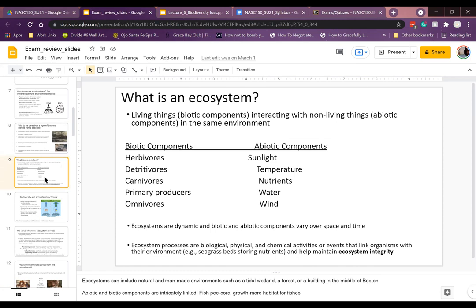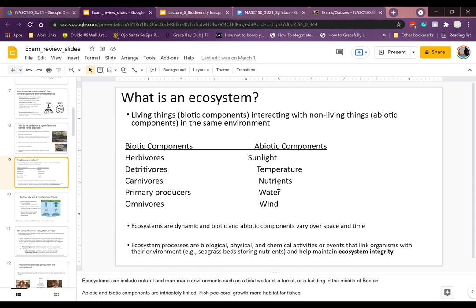Now, what is an ecosystem? It's a dynamic system that varies depending on where you are on the planet. But it's an interplay between what's alive, i.e. the biotic components, and what's not living, the abiotic components. And they both influence one another. So if you have lots of sunlight, that influences all your plants, which are primary producers, which in turn influences all this stuff, which then in turn influences all this stuff. So everything in an ecosystem is connected.